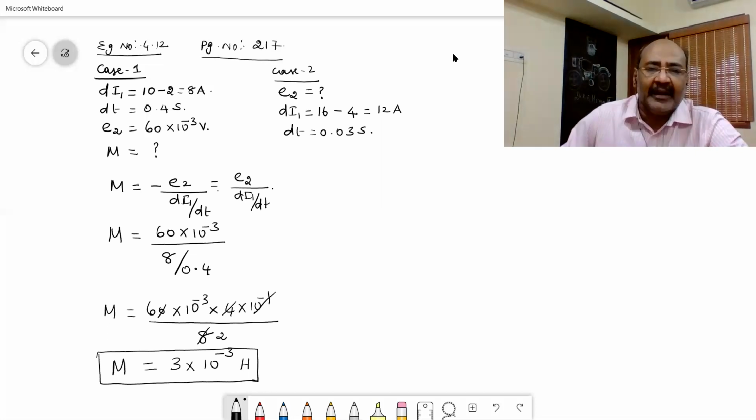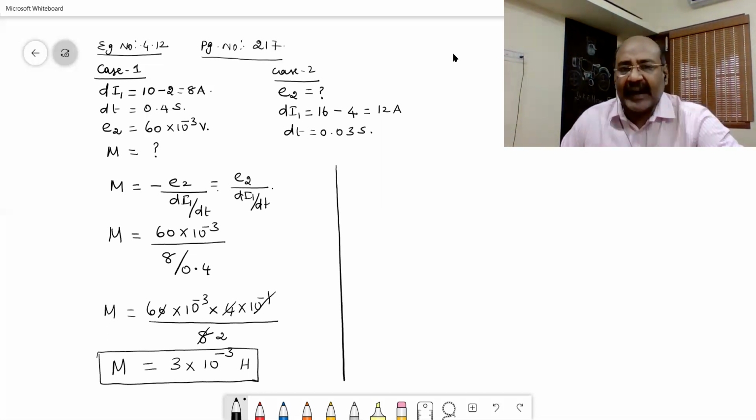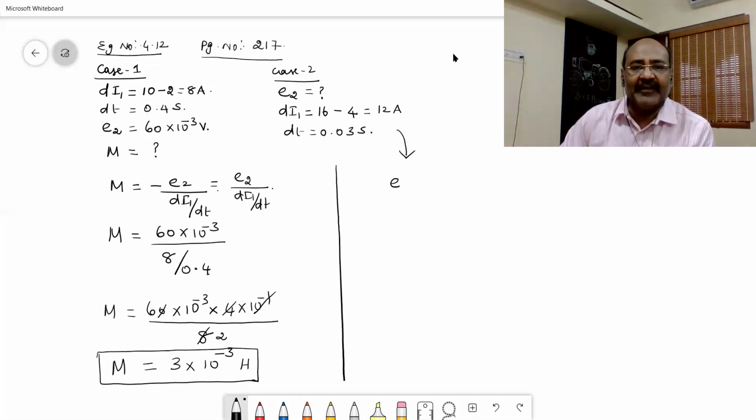Now, what is the EMF induced if the current changes from 4 ampere to 16 ampere in a time of 0.03 seconds? That is case 2. So let us solve this case 2. The EMF induced is given by the formula E2, the magnitude of the EMF, which is equal to M into dI1 divided by dt, which is equal to, what is the value of M?